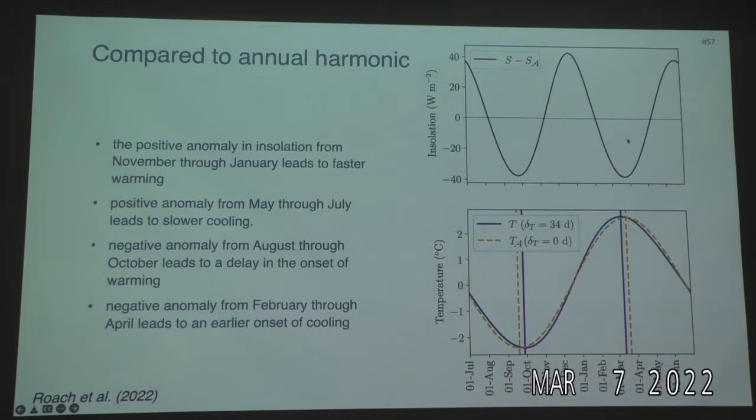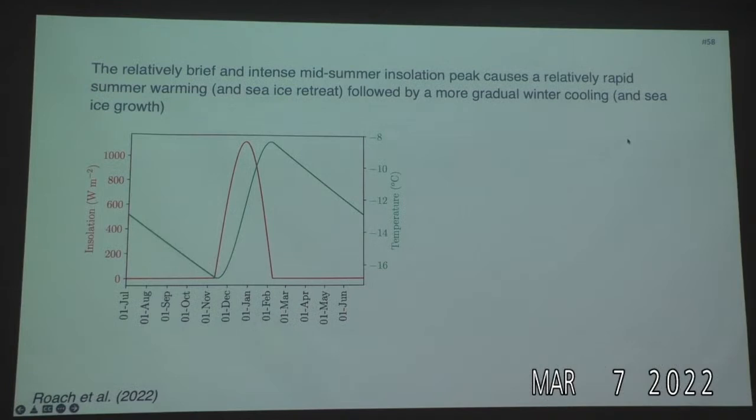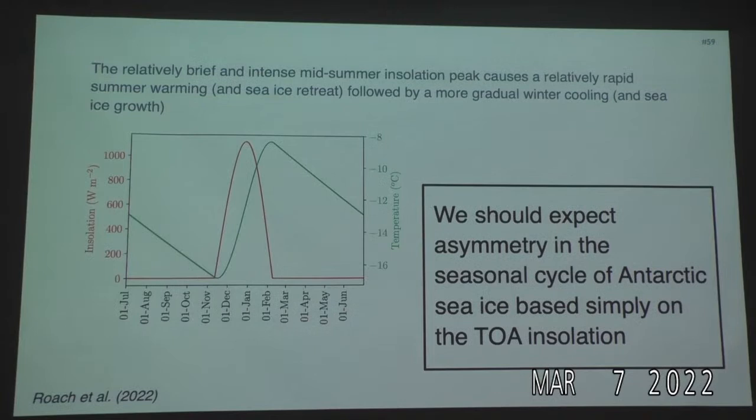So it suggests, really very simply, that we have this relatively brief and intense midsummer insolation peak that causes this relatively rapid summer warming and sea ice retreat. And then during the period of polar night, we have very low values of insolation that lead to a more gradual winter cooling and sea ice growth. So our main finding is really that we should just expect asymmetry in the seasonal cycle of Antarctic sea ice based simply on the top of atmosphere insolation.